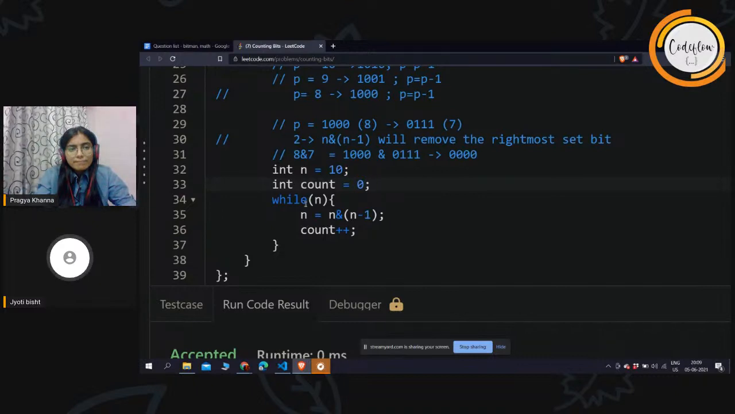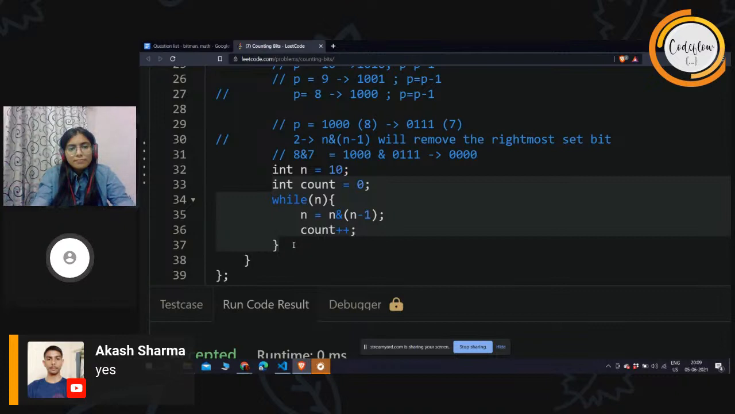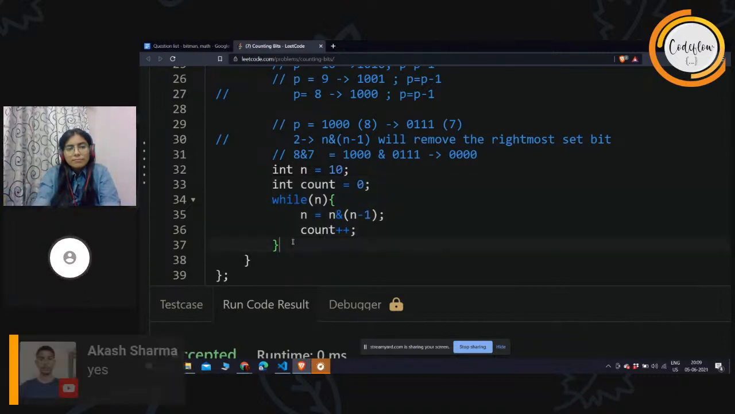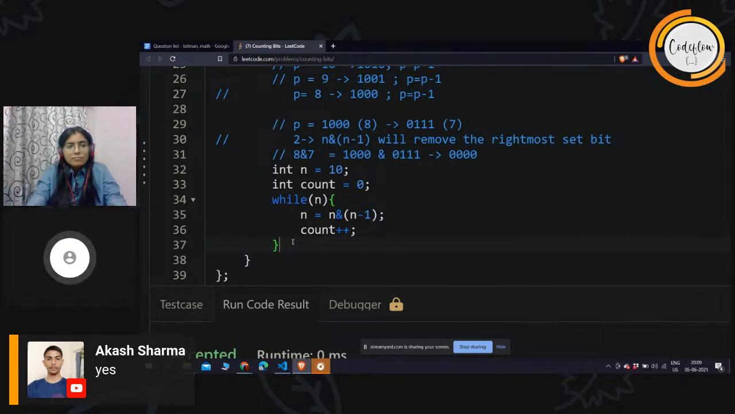See, this is as sophisticated as it gets. This is the only code that you need for Brian Kernighan algorithm. It is just an algorithm. You know how an algorithm is. It has a predefined set of rules. You know how it should work. In an interview, when they ask you to count the number of set bits.